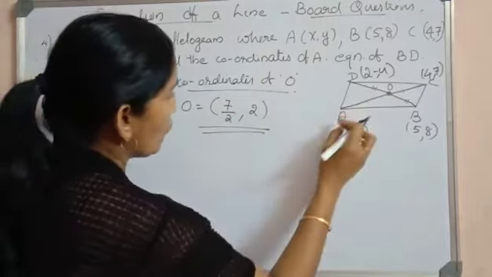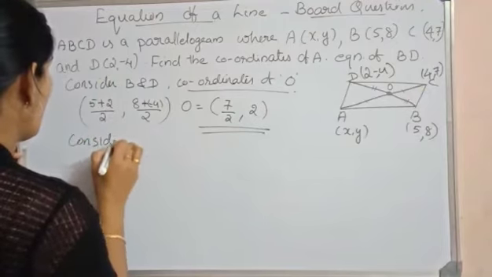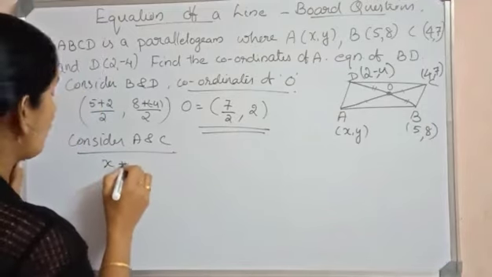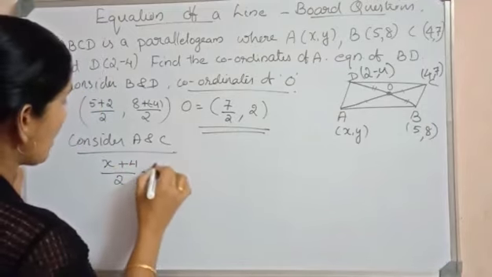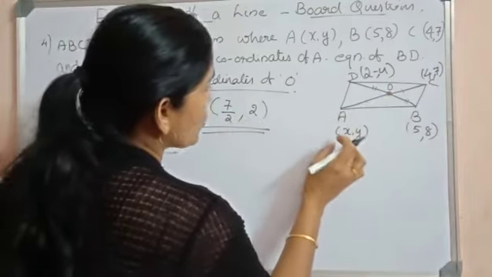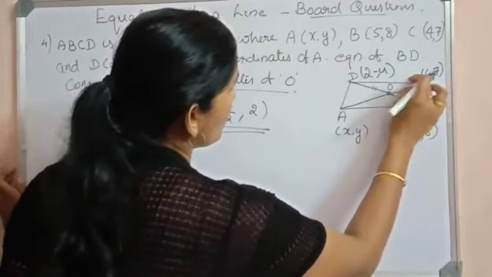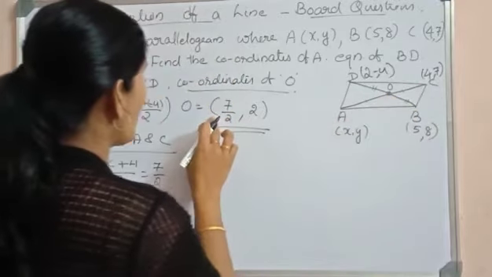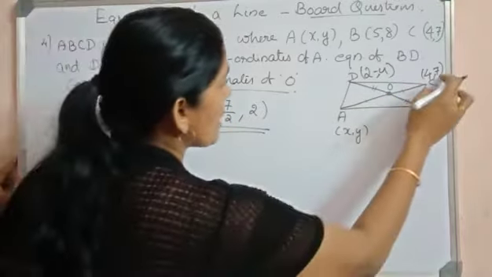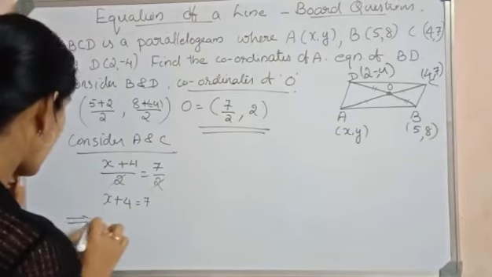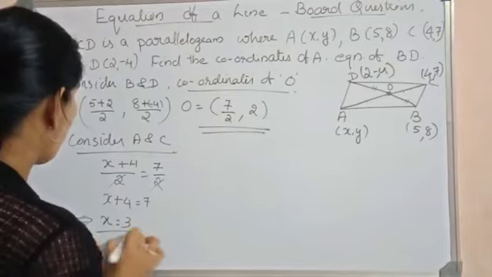Now consider A and C. x plus 4 by 2 is equal to 7 by 2. The midpoint O is 7 by 2 and 2. Here the coordinates of A is x, y and C is 4, 7. So x plus 4 by 2 is the midpoint x coordinate, that is 7 by 2, and y plus 7 by 2 is the y coordinate here. Cancel 2 on both sides: x plus 4 is equal to 7. This implies x is equal to 3.